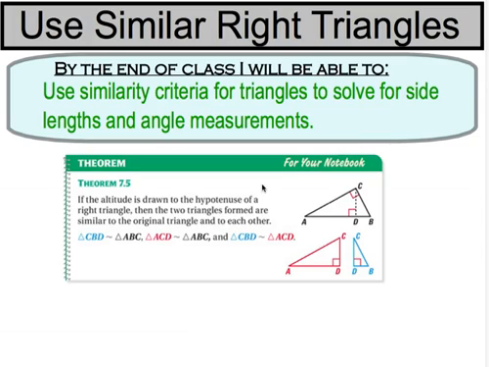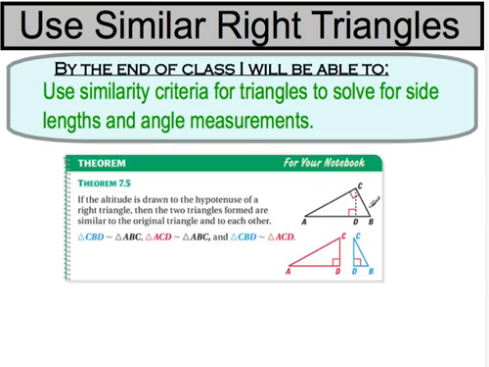Hopefully by the end of this lesson you'll be able to use similarity in order to find side lengths, altitudes, hypotenuses, long legs, short legs of triangles. Specifically, these are going to be right triangles. Down below we can see that we have a special grouping of triangles.